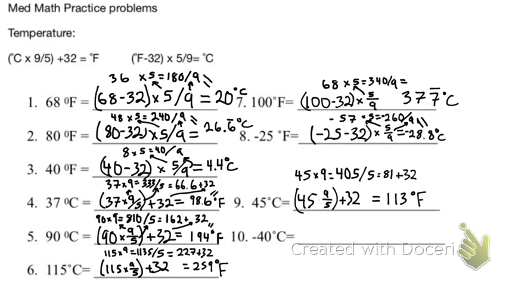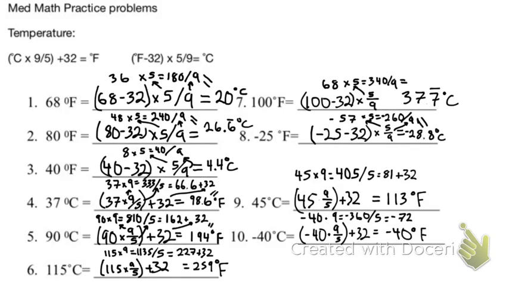And last equation, minus 40, plug it into the equation, times 9/5 plus 32, minus 40 times 9 is minus 360, divided by 5 is minus 72, plus 32 is minus 40 degrees Fahrenheit. Minus 40 is the one temperature where Celsius and Fahrenheit are the exact same.